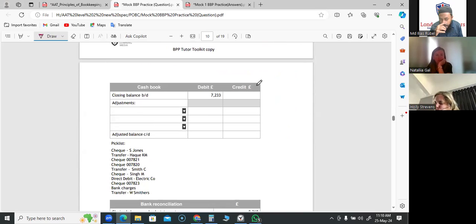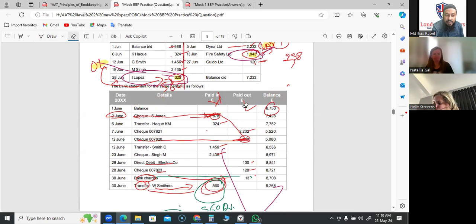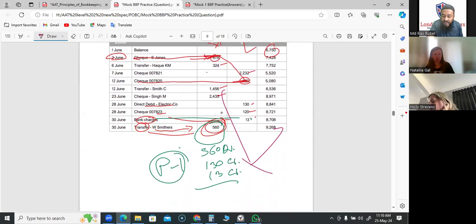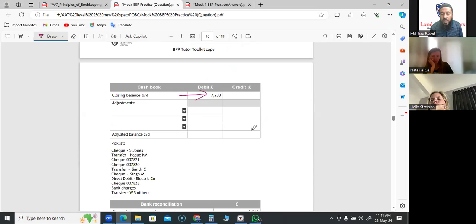Update the cash book. You see, we have a cash book closing balance, 7233. Do you think this is the correct one? Answer is no. Why not? Because this 560 was not there. This 130 minus was not there. This 13 minus was not there. Where do you get it from? The bank statement. So how do you make it correct?